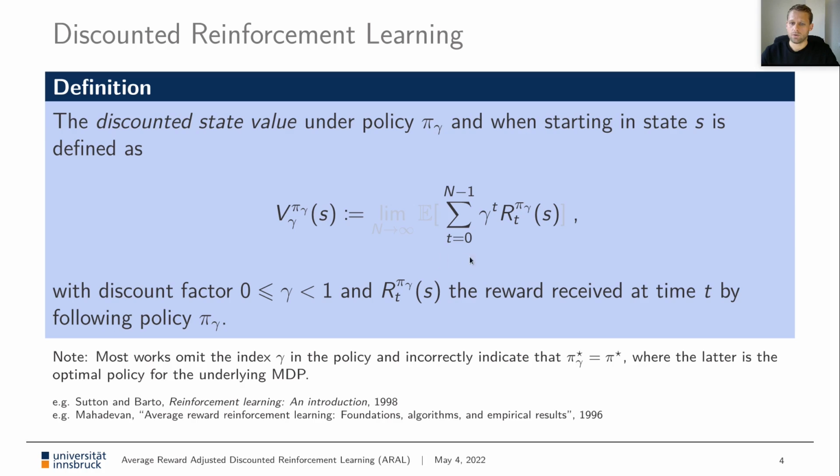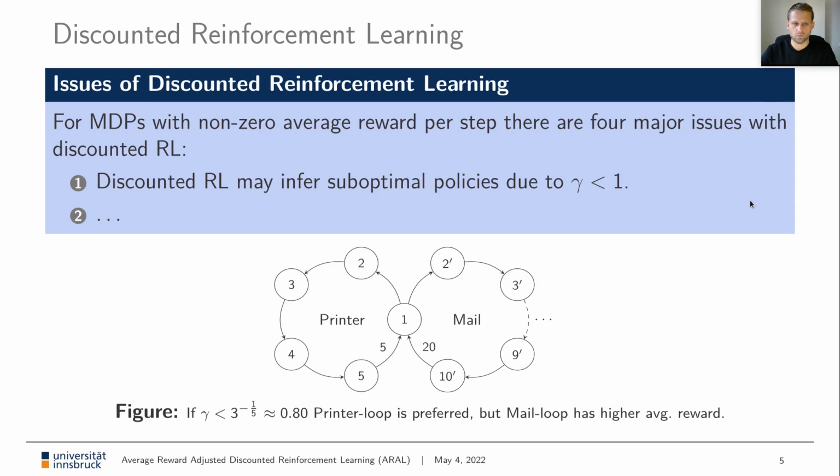And here in black are the important parts, whereas in gray are the not that important parts on which we don't want to concentrate, so that we can look at the important parts in the presentation. So what we did is we found four major issues when the average reward per step cannot be approximated with zero with discounted reinforcement learning.